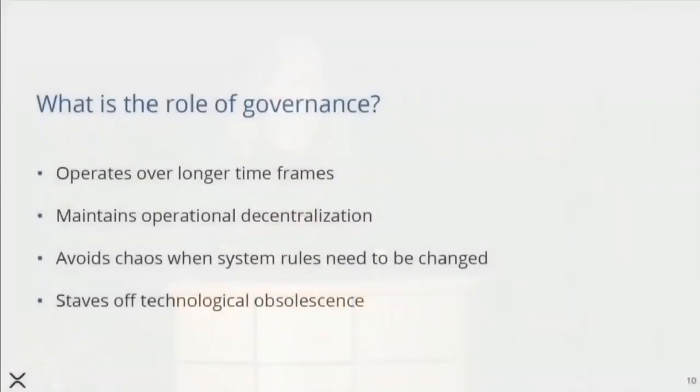The next step up is governance, which is sort of the longer-term timeframes. Governance is what stops the rules in Bitcoin from changing. Governance is what controls the changes of rules and systems, because sometimes they do need to change. Governance is how you stave off technological obsolescence, right?